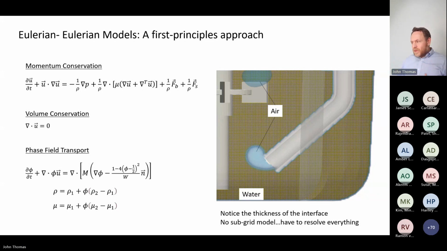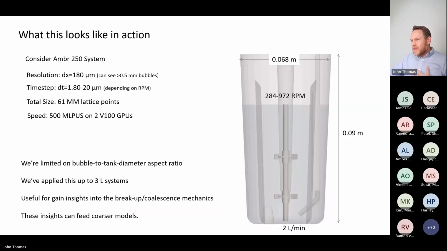Let it go. Now, to do this type of simulation, we have to have a high resolution, because as we resolve the shape of this bubble, we have to be able to see the interface. So this anchors how much resolution we need to resolve bubbles of a given size. We're going to need, say, 5, 6, 7-ish lattice points across each bubble, at least, to resolve this extent, as it were. So what this looks like in action is typically very useful for smaller systems.